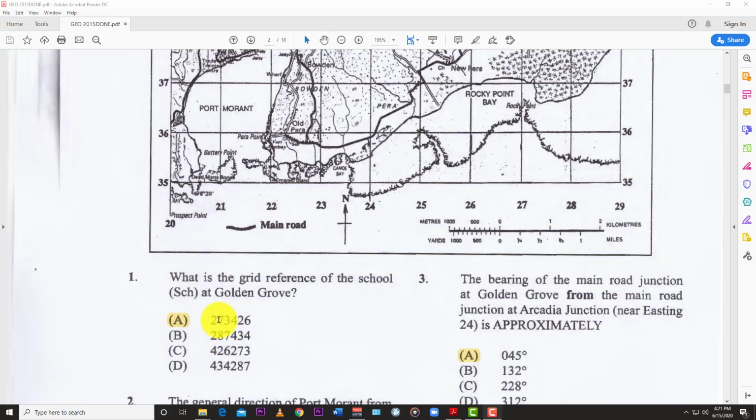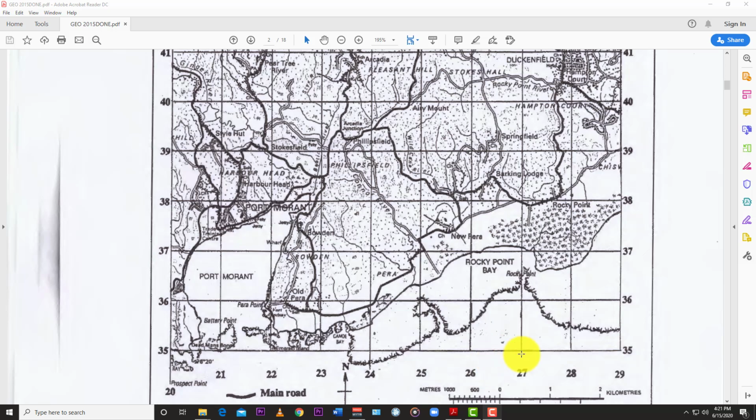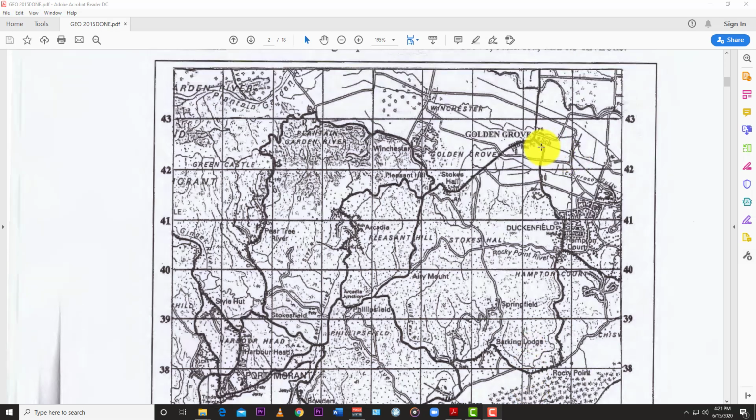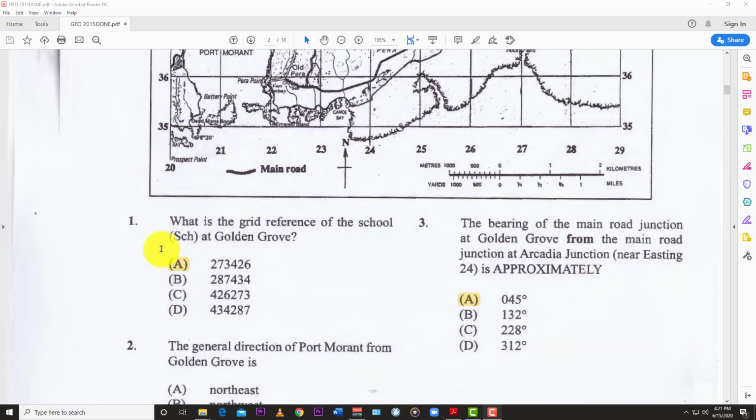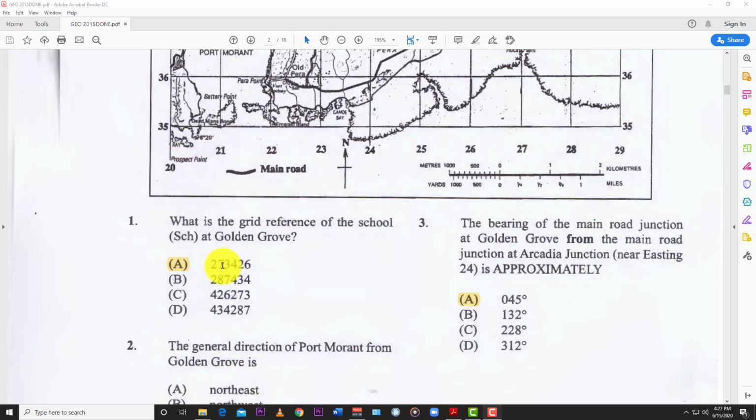Only one here is 27, but to go further, because it's 6 points, it's 27 and about 3, and then you come across to the Northings, which is 42, so it's right there, 42, and you go up about 6, so it's 42, 6, so that's A.